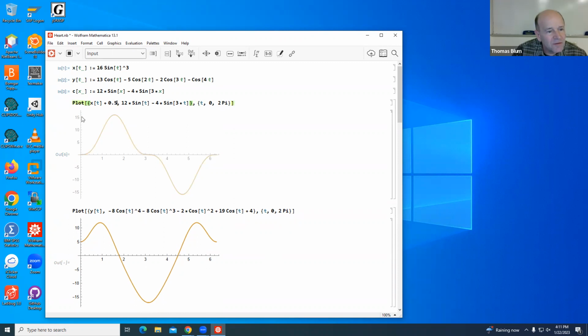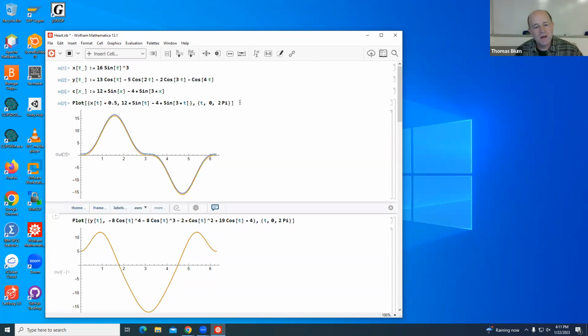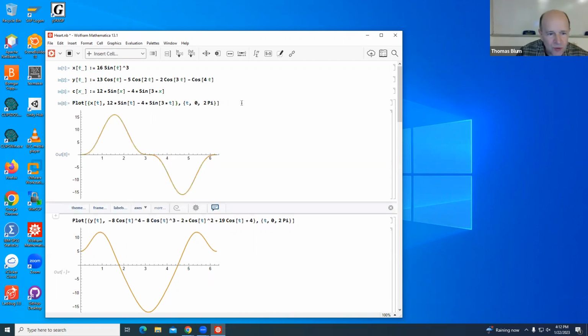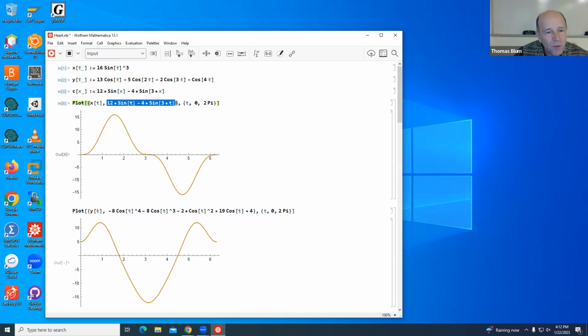I'm on a scale of going up to like 16 here. So there we go. So now I made enough of a change that you can see that there are two curves there, but without that shift, those two curves are the same curve. Okay, so if one preferred multiple angle formulas, then this is equivalent to 16 sine t cubed.